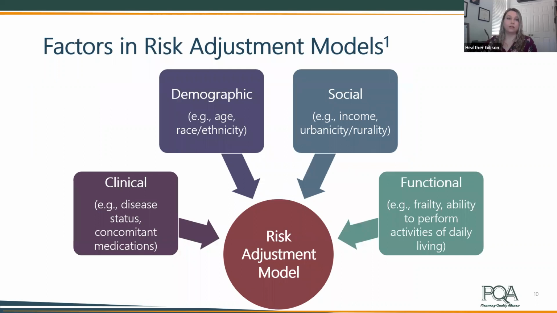And so when considering quality measure scores, you can risk adjust for a number of characteristics or factors, including clinical, which could be certain disease states, demographics, and this relates to some of the factors we discussed earlier, including age, race, sex, social status, which could be income or a geographic region, and functionality, which can include factors that may impact one's abilities to perform daily tasks. And there's more that can really go into this.